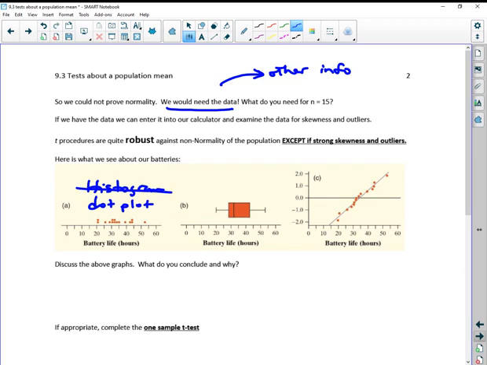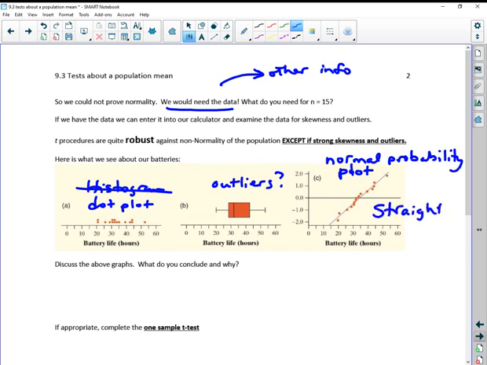But on the calculator, we could just use a histogram. This is to check for our outliers, and we can look at that to see if there's any outliers. And this is our normal probability plot, the last option on the stat plot options. We want this plot to be straight or approximately straight. Let me put approximately on there. We want it to be approximately straight.